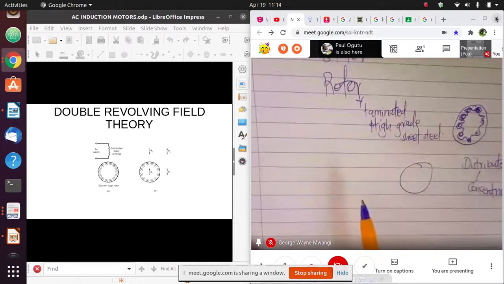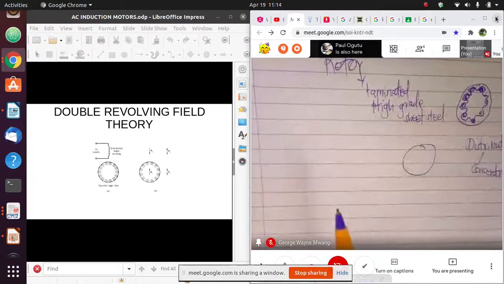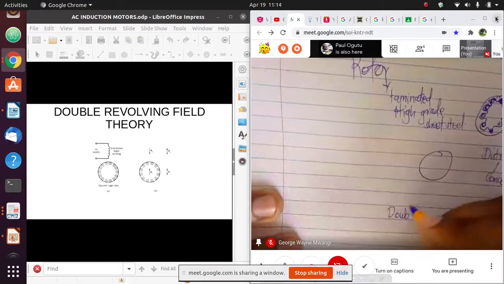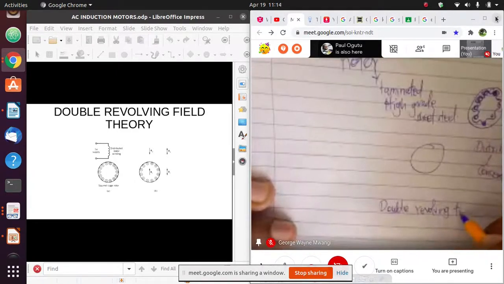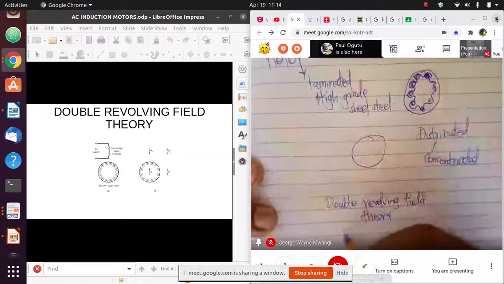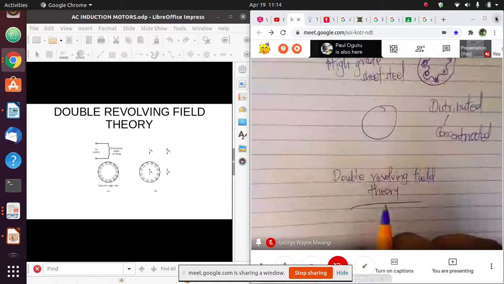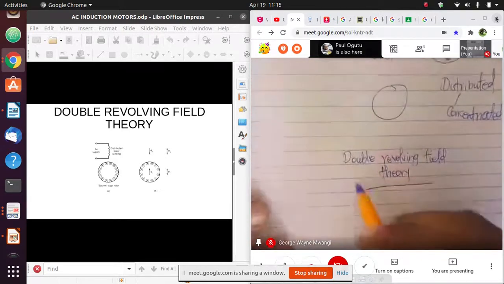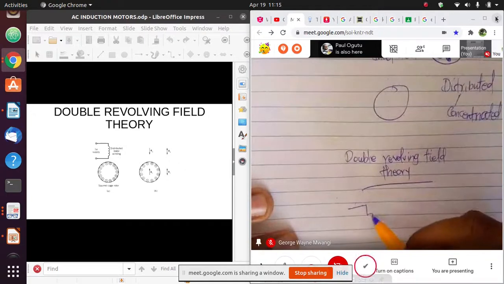We've been told that it is not self-starting, and I'm going to explain this using something known as the double revolving field theory. Double revolving field theory. Why is it not self-starting? Because the motor is being supplied using a single phase supply. Let me draw this schematic diagram so that we can understand what I mean.